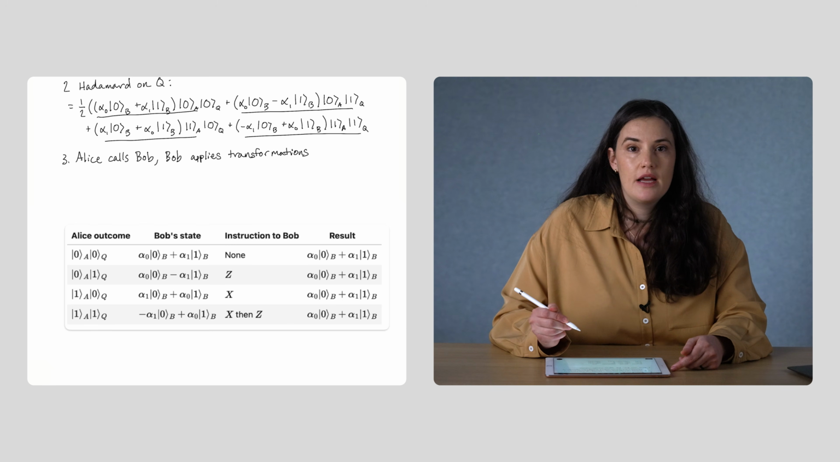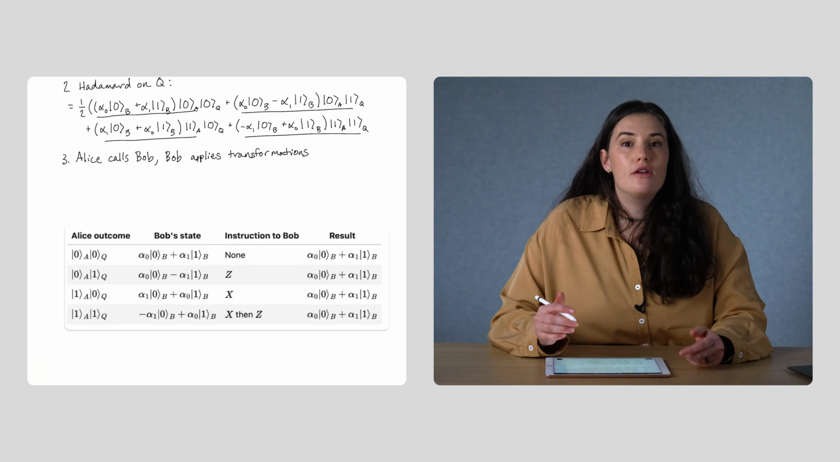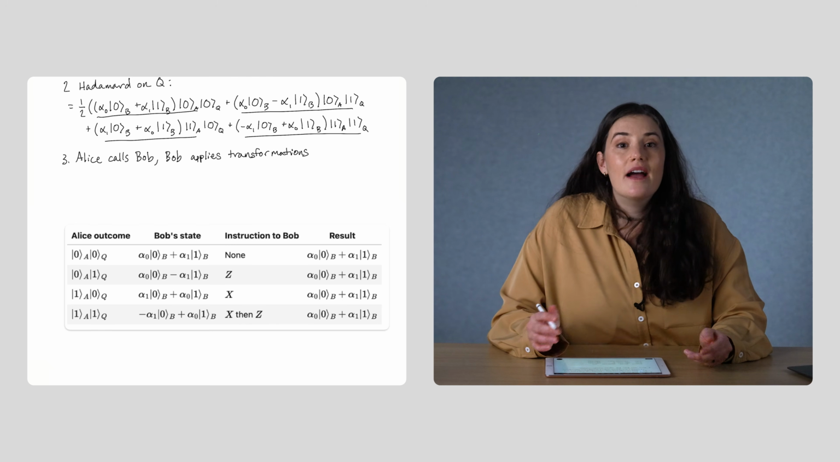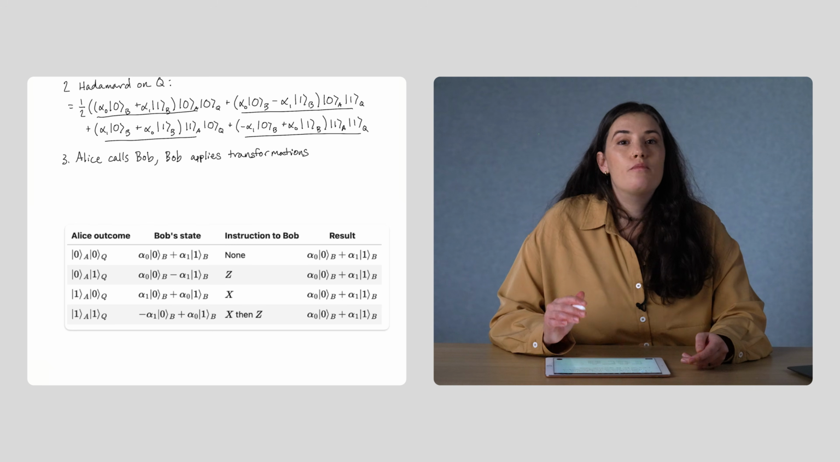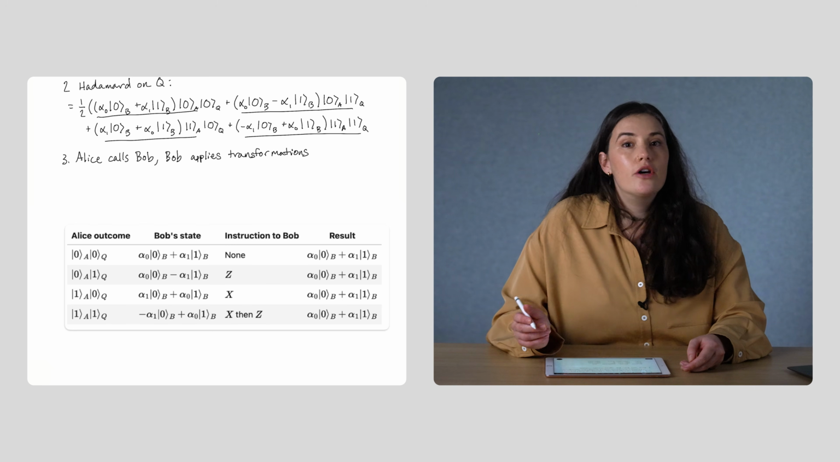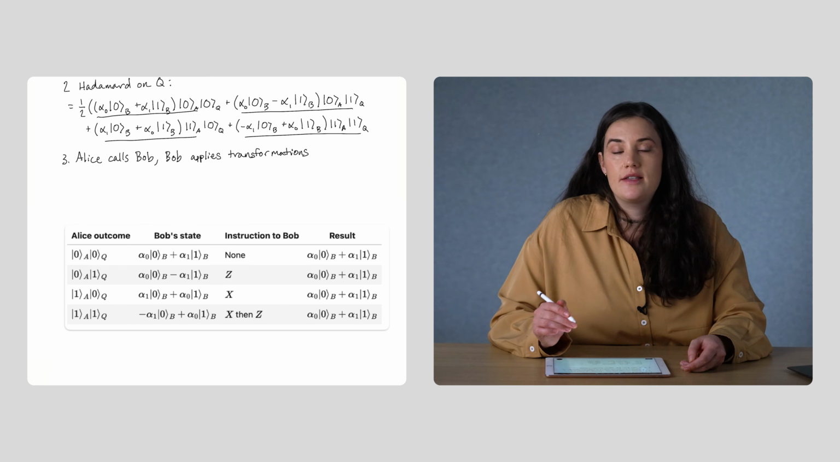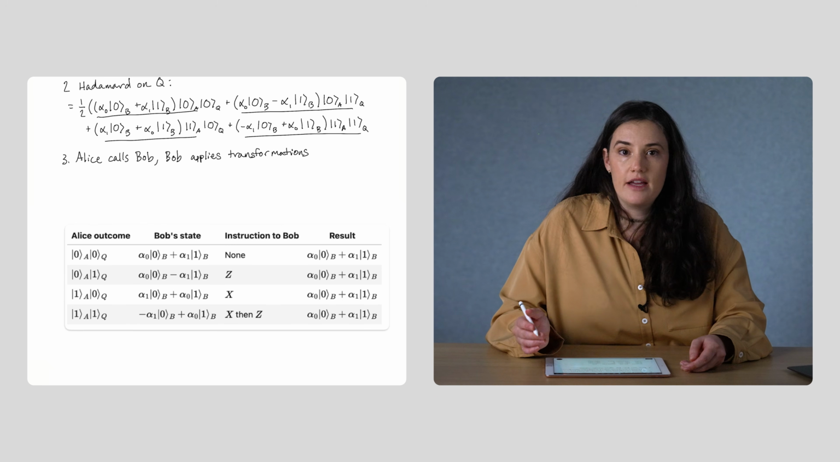original qubit. This last step, where Alice calls Bob, by the way, is why quantum teleportation doesn't violate causality. Even though Bob's state instantly collapsed when Alice measured her qubits, Bob couldn't get any information out of that state until Alice told Bob what she measured, and that call was limited by the speed of light.